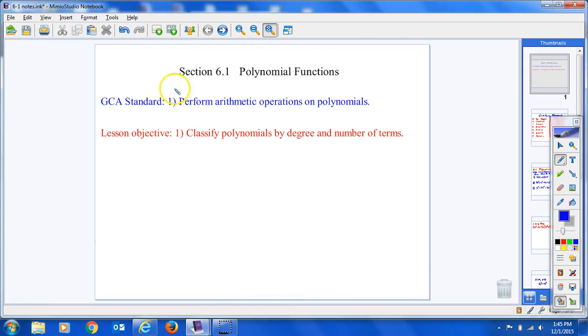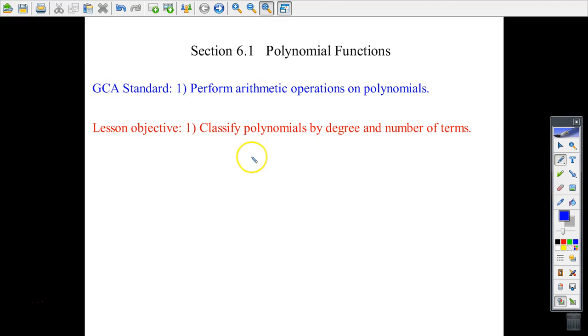In section 6.1, we begin a new chapter talking about polynomials, and this is a foundational lesson. As you can see, our goal here is to help you understand how you can classify polynomials by both degree and number of terms. We're going to give you some terminology that will enable you to name polynomials.